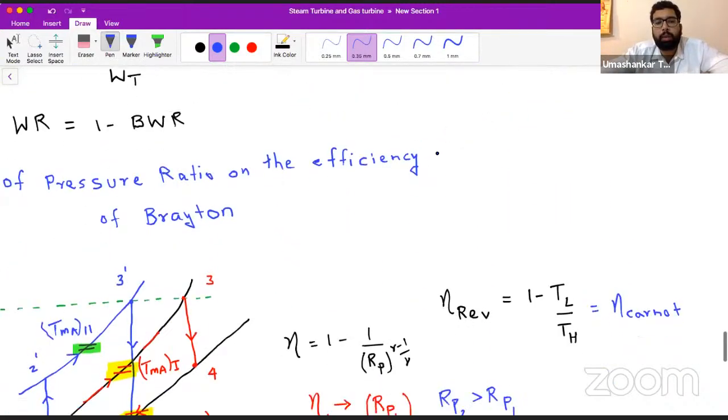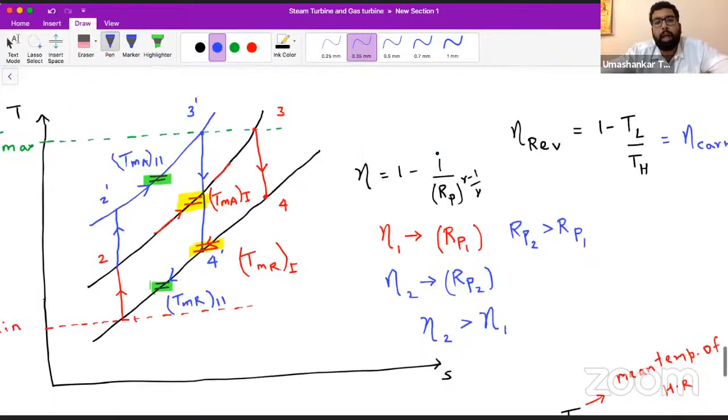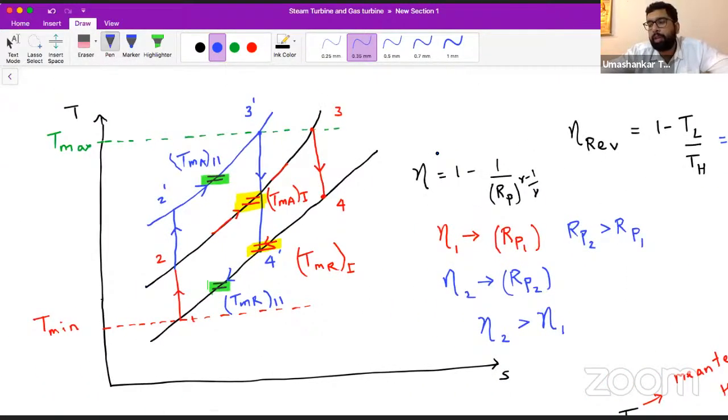How to see this concept with the mean temperature of heat addition and mean temperature of heat rejection? Yes or no? Those who are live can respond. Are they able to get this point or not? Okay. So we are moving ahead.